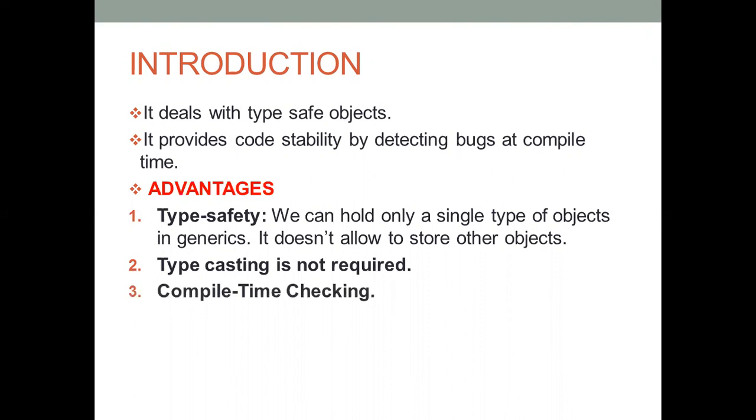And the third advantage is that it detects errors at compilation time itself. So compile time checking is the third advantage. Generic programming provides 3 advantages, namely type safety, typecasting not required, and compile time checking. So with this, let's now move into the concept of generic class. What is meant by a generic class?